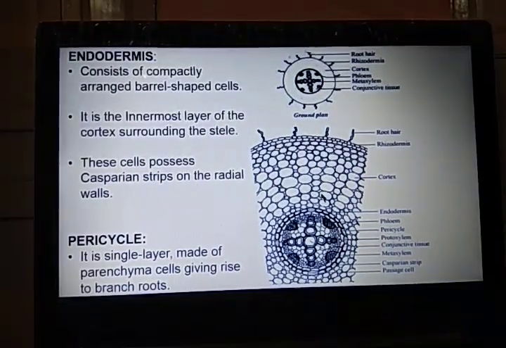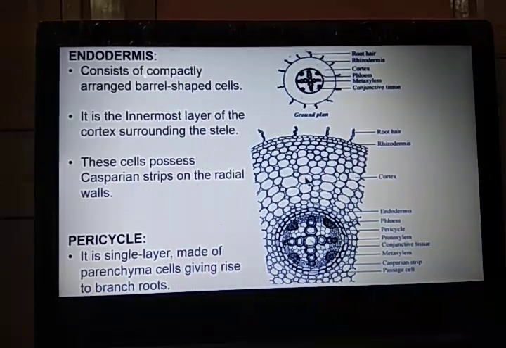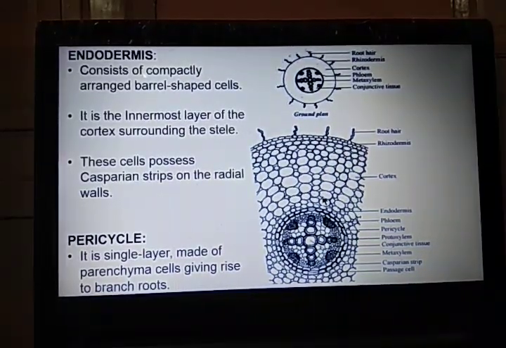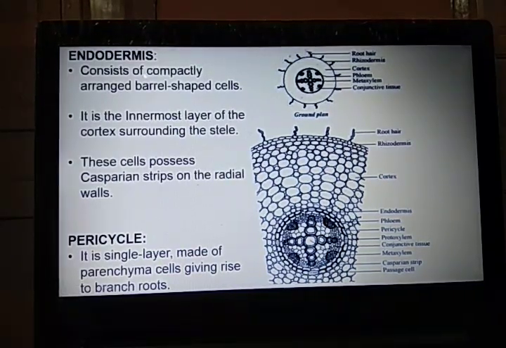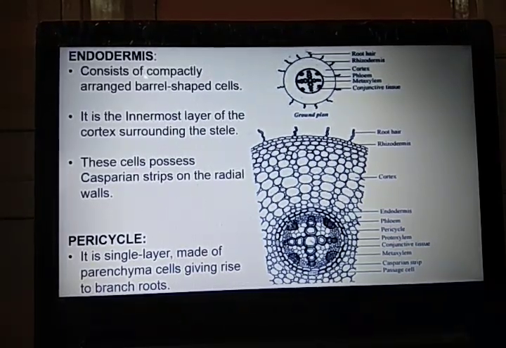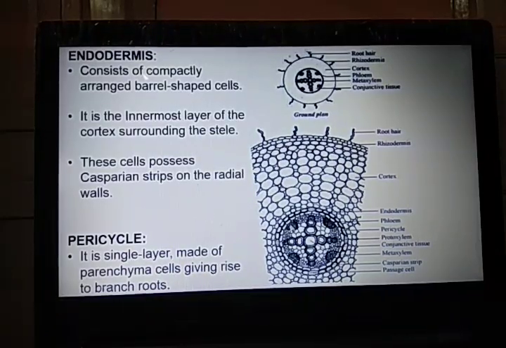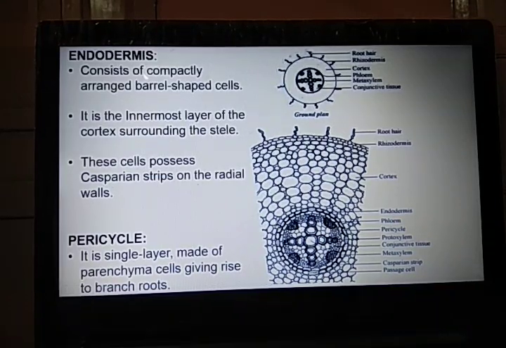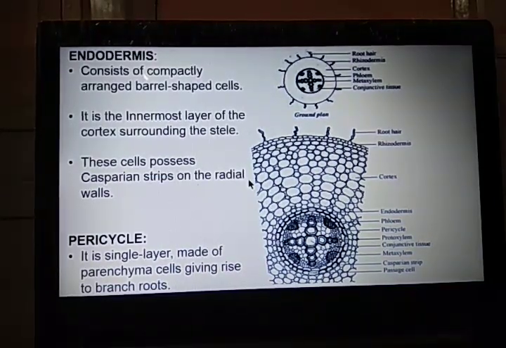Now next to the cortex you have the endodermis. The endodermis is made up of barrel-shaped cells closely fitted without any intercellular spaces. Now this endodermis surrounds the stele. This is the stele. Inner to the endodermis you have the stele. Now the endodermal cells possess Casparian strips on the radial walls.